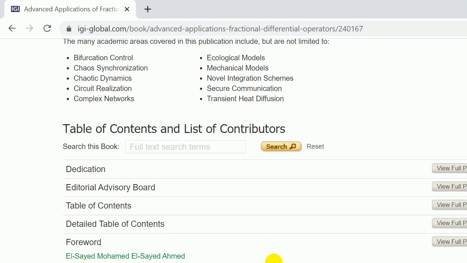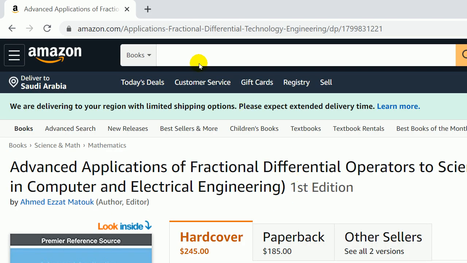Also, this book is available on Amazon via this link and can be bought at these prices from Amazon, and it can be shipped in 2 days. Hopefully, this information is interesting to students of applied mathematics, physics, nonlinear science, engineering, and all the related topics.